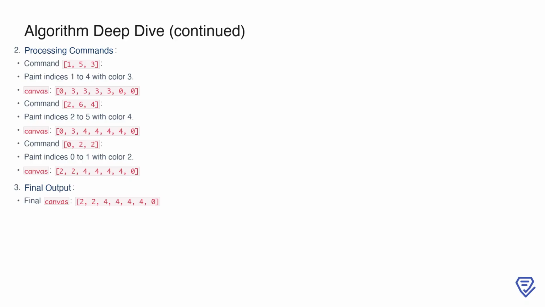Finally, the command 0, 2, 2 paints the indices from 0 to 1 with the color 2, resulting in the final canvas of 2, 2, 4, 4, 4, 4, 0. This updated list reflects the correct colors at each point after applying all the commands in the given order.